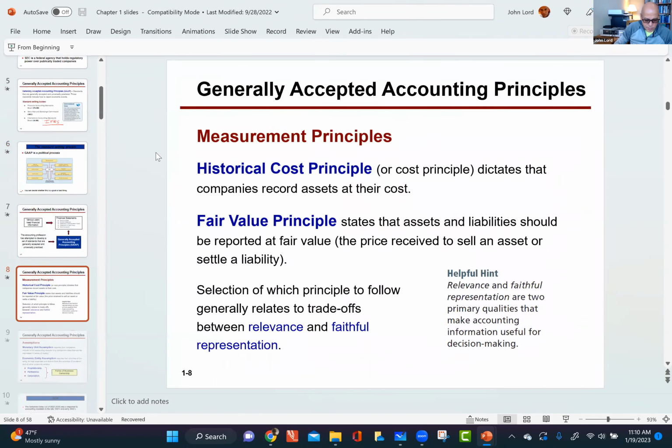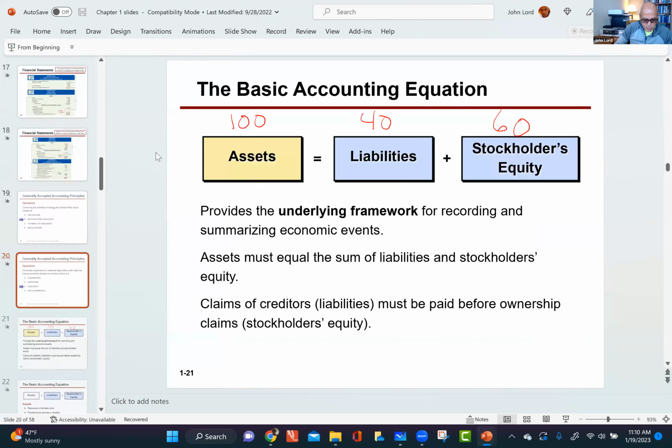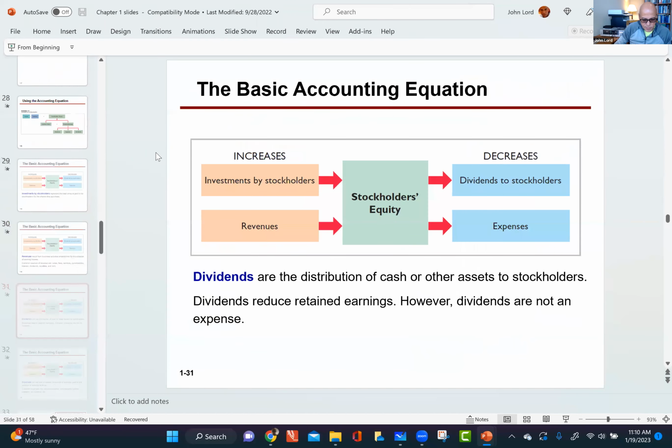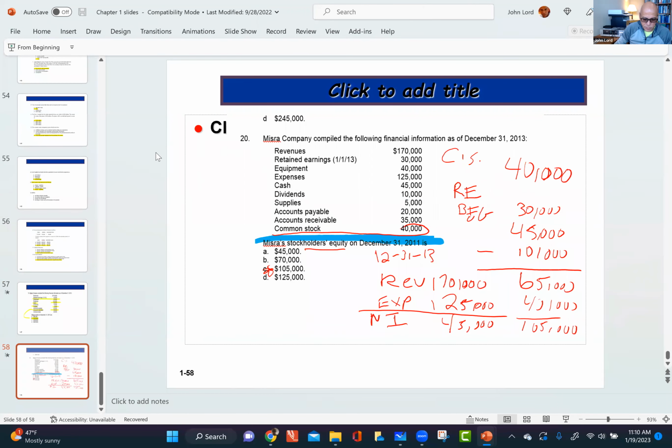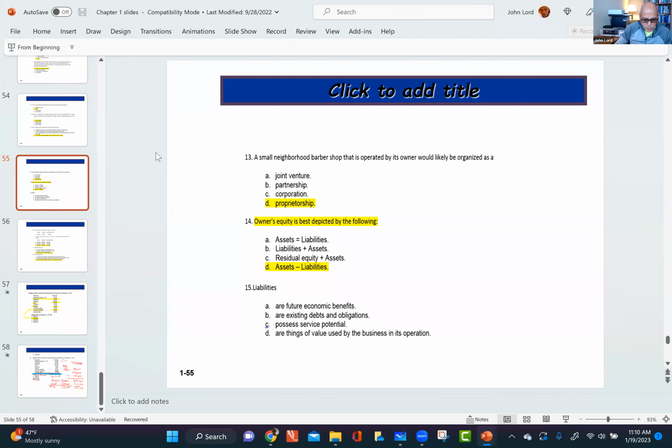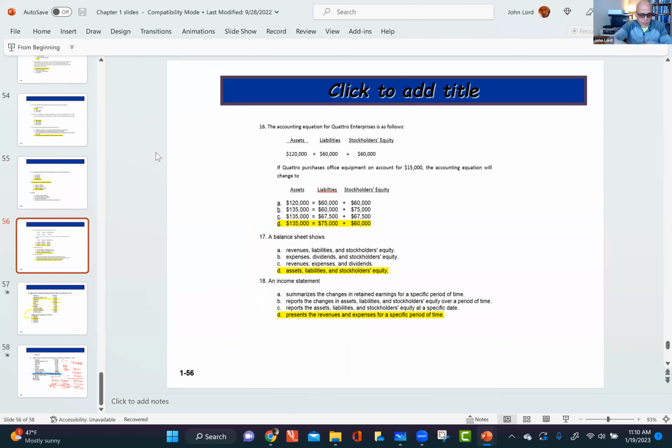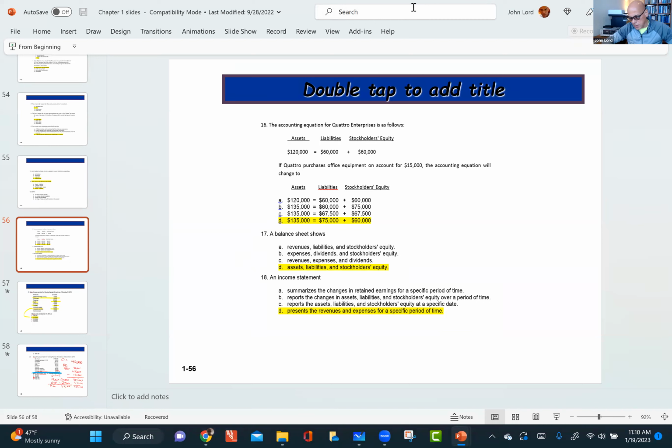Okay, go back down. Give you a little speed reading exercise here. Okay, where were we? Right here. Okay, so we call it the balance sheet because assets equal liabilities plus stockholders' equity. Put it back in slideshow mode.